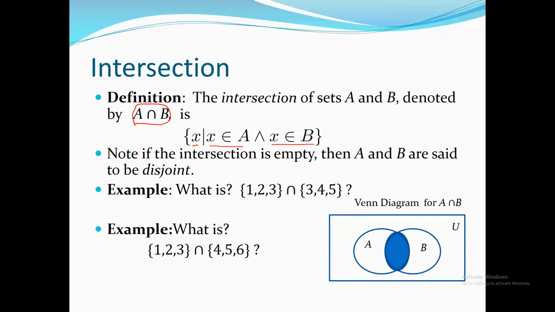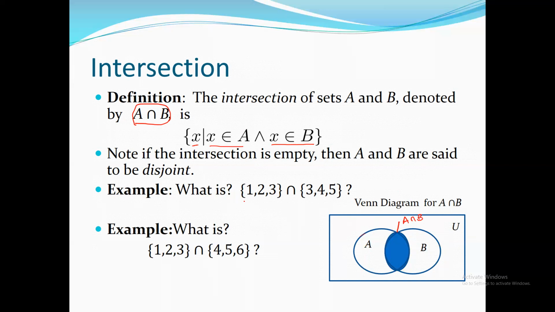If they do not have anything in common, such sets are called disjoint sets, meaning they are separate sets. For example, if we look at this Venn diagram, this is set A and this is set B, and they are overlapping. Set A has some elements, set B has some elements, and some elements are common. This is A intersection B, the common area, the elements that are common to A and B.